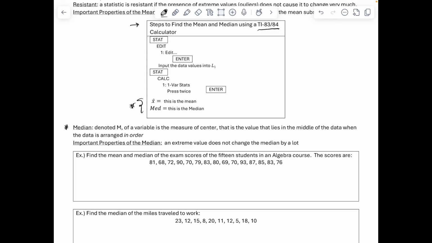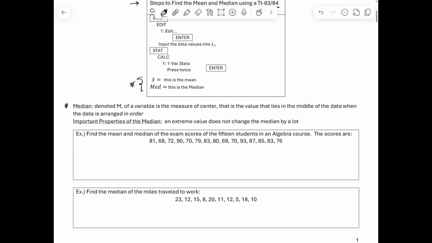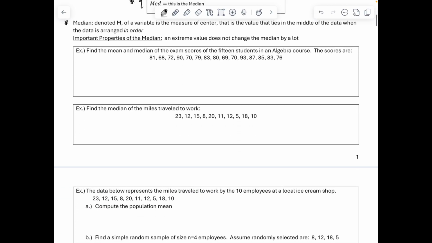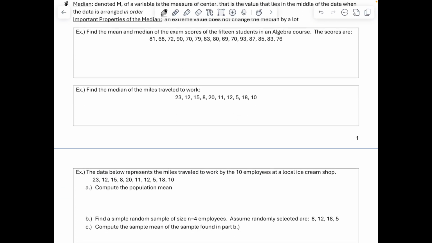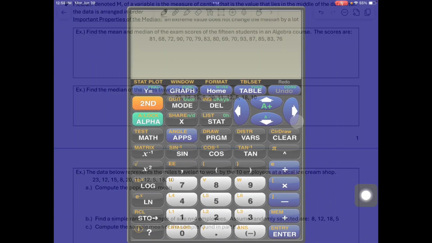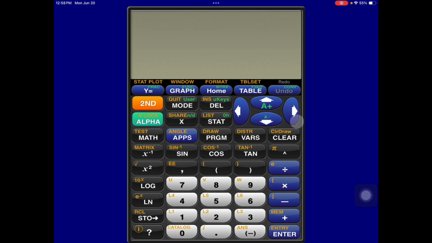So we have an example here that says find the mean and the median of the exam scores of the 15 students in an algebra course. The scores are given to us right below. And so in order to do this, we do need to use our graphing calculator. We are going to be using the graphing calculator for every single chapter, starting in chapter 3. So it's important to make sure that you either have the graphing calculator or have the app to be able to use. To use the graphing calculator, I'm going to demonstrate this on an app.